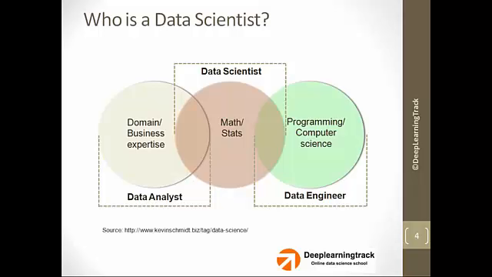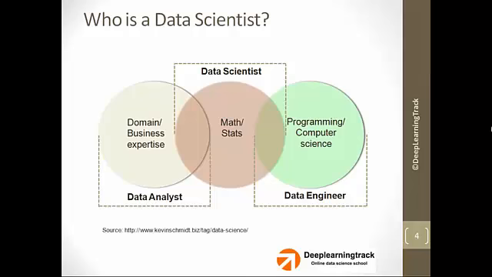I'm going to talk about this more in detail in one of the case studies. But if you're building a machine learning tool for the healthcare sector, knowing about that sector is also important. So these are the three areas or skills required. Now, a data analyst primarily has math and stat skill along with the domain and business expertise, right?